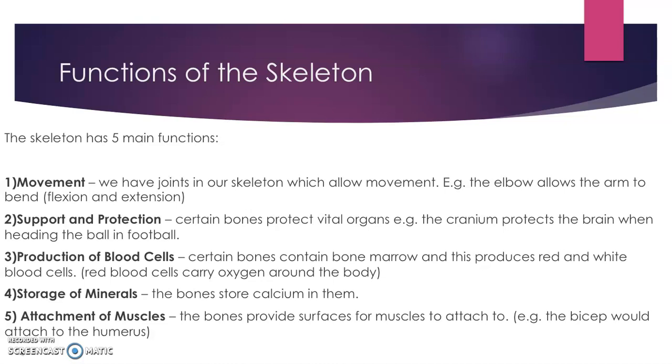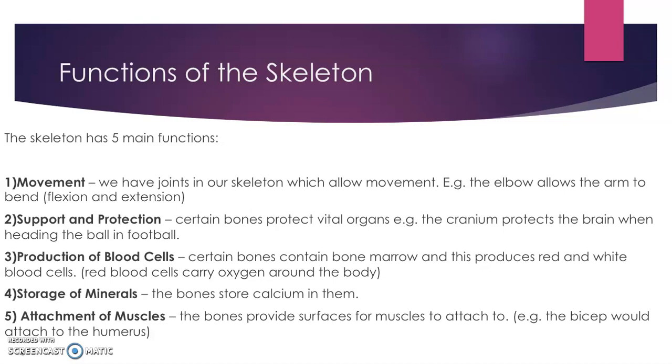The third function is the production of blood cells. Certain bones contain bone marrow, and this produces red and white blood cells. This is really important because red blood cells carry oxygen around the body, which helps us to exercise for a longer period of time. The fourth one is storage of minerals. Our bones store calcium in them, and calcium helps our bones to be stronger, and therefore we have less chance of breaking bones and getting injured.